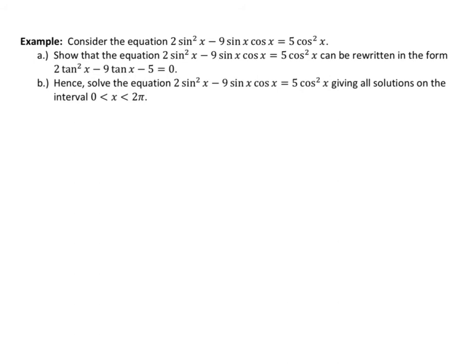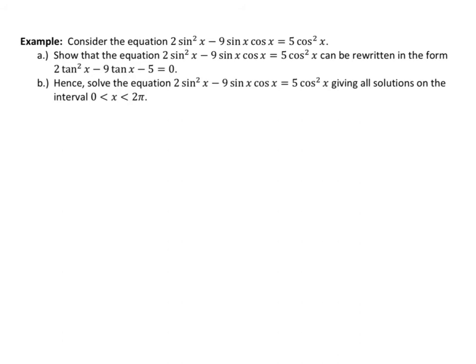So it says, show that this equation can be rewritten in the form 2 tangent squared x minus 9 tangent x minus 5. Now, I'd encourage you to pause the video for a moment and see if you can think of how you might do that. If you need a hint, think about what tangent x is. Think about what identities we have for tangent and what you might need to see in the original problem in order to get tangents to show up. Okay. If you need another hint, I would recommend that you think really hard about dividing by some amount of cosine.